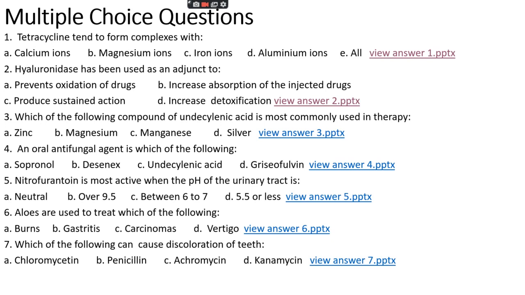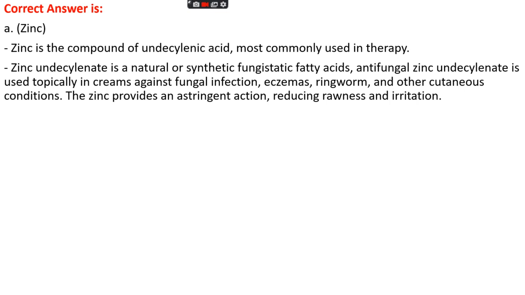Okay. Question number three. Which of the following compounds of undecylenic acid is most commonly used in therapy? Option A, zinc; option B, magnesium; option C, manganese; option D, silver. The right answer is option A, that is zinc. Okay. Zinc is a compound of undecylenic acid which is mostly used in therapy.